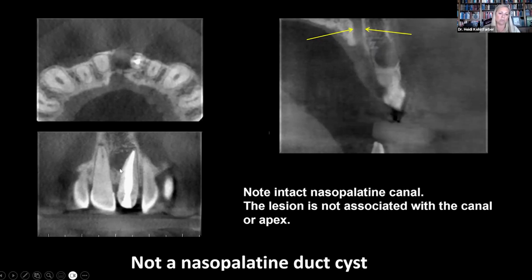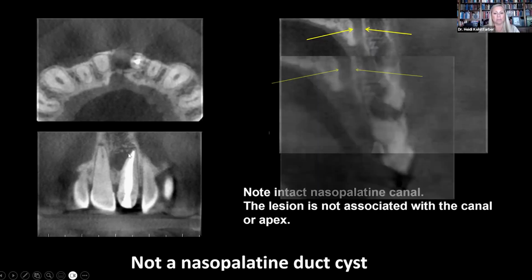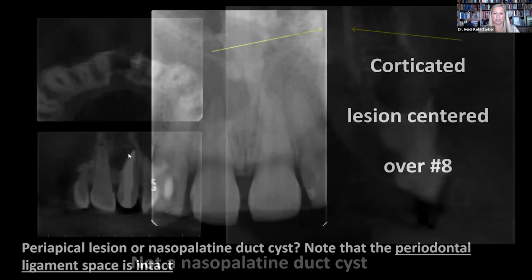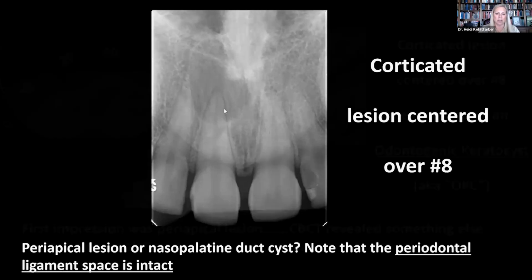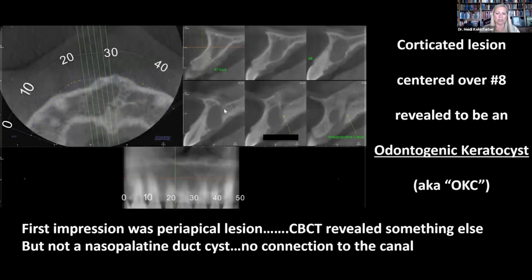Could it be associated with this tooth? Maybe it could be. So there's our canal. Here's another one. We do have a large lesion, but note we do have the periodontal ligament space. Even in our 2D, we can see that, but much better in the 3D. And you can see, again, it's not associated with the canal. It actually was not necessarily associated with the tooth. So we can see the tooth right here. It's not at the apex of that. And this was actually an odontogenic keratocyst.